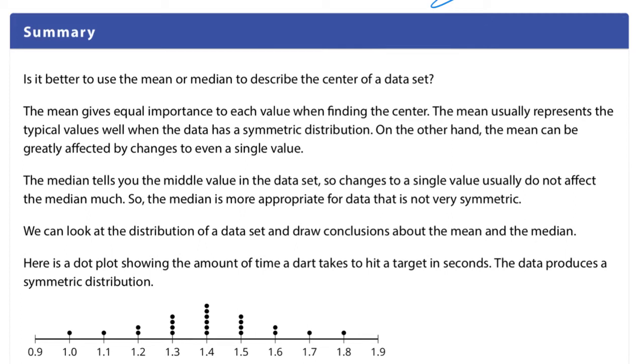The mean gives equal importance to each value when finding the center, which means that each data point plays a role in finding the mean. The mean usually represents the values well when the data has a symmetric distribution, and that's going to be important. So if the data is symmetric, the mean is a good value to use. The median will tell you the middle value, and so it's not going to be as affected by those extreme values, which means that the median is more appropriate for data that is not symmetric. Okay, so those are two things that you're going to want to pay attention to in your summary.